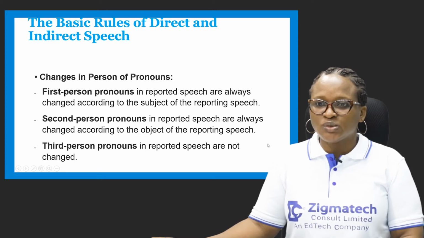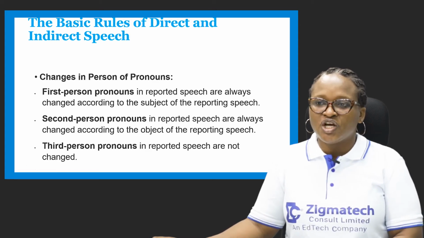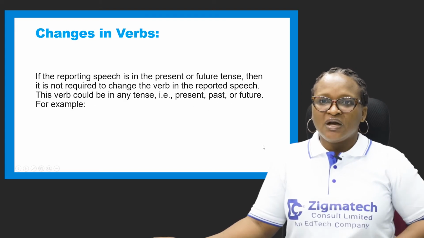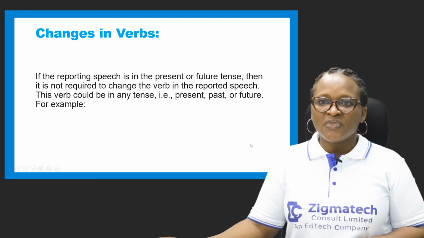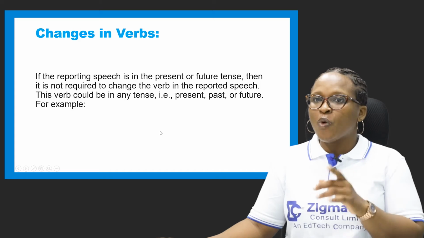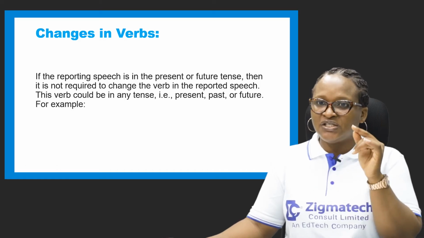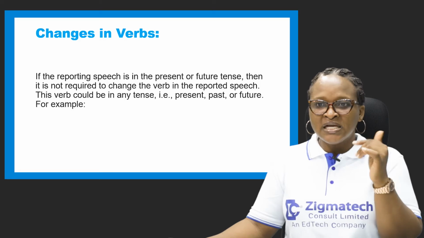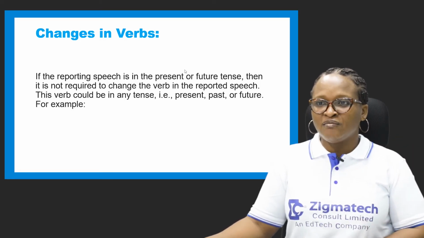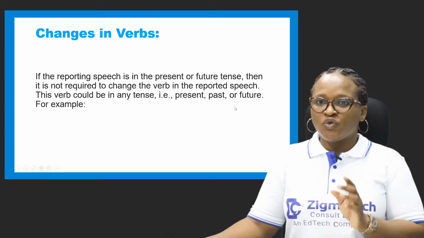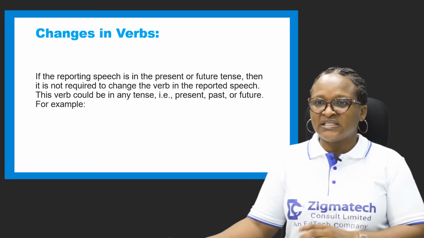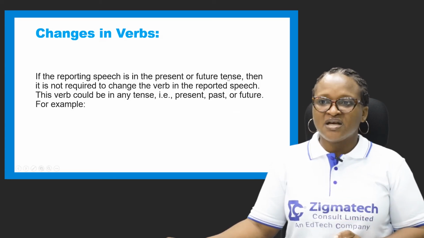Finally, the third person pronouns in reported speech are not changed. You do not need to change the third person in the reported speech. Now let's look at changes in verbs. If the reporting speech is in the present or future tense, then it is not required to change. Remember, your reporting speech is she says, they say, he says. Those are the main reporting speeches you could possibly have in a direct speech. Now, it is required that you do not change the verb in the reported speech. This verb could be in any tense, the present tense, past tense, or future.